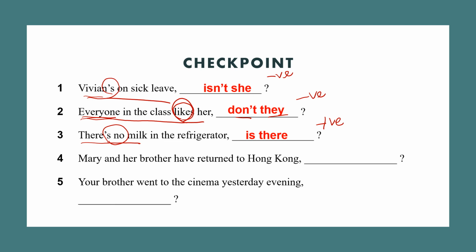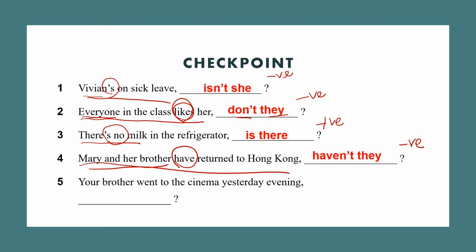Number 4, Mary and her brother have returned to Hong Kong. This is a positive statement. Therefore, we need to use a negative question tag behind it. The first part of the question tag would be the auxiliary. The auxiliary of the original verb is have. As for the second part of the question tag, we need to use a pronoun to refer to Mary and her brother. What would be your answer? Mary and her brother have returned to Hong Kong, haven't they?